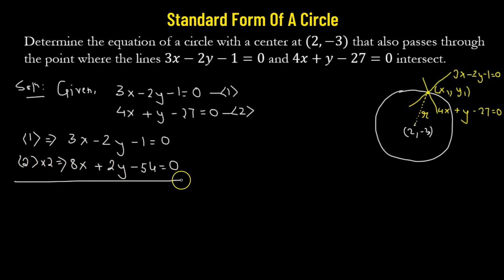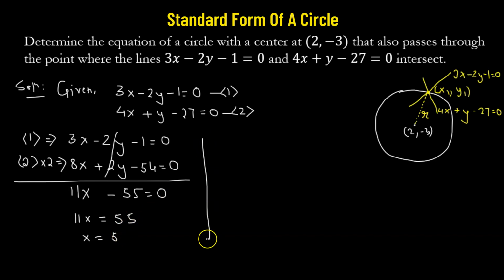So when we add this new equation with equation number 1, positive 2y and negative 2y cancel out. Now we have 8x added to 3x, so that's 11x. And we have negative 54 and negative 1, which becomes negative 55. So this is equal to 0. So we'll get 11x equals 55. Dividing both sides by 11 gives us the value of x. So x is going to be 55 over 11, so that's 5.